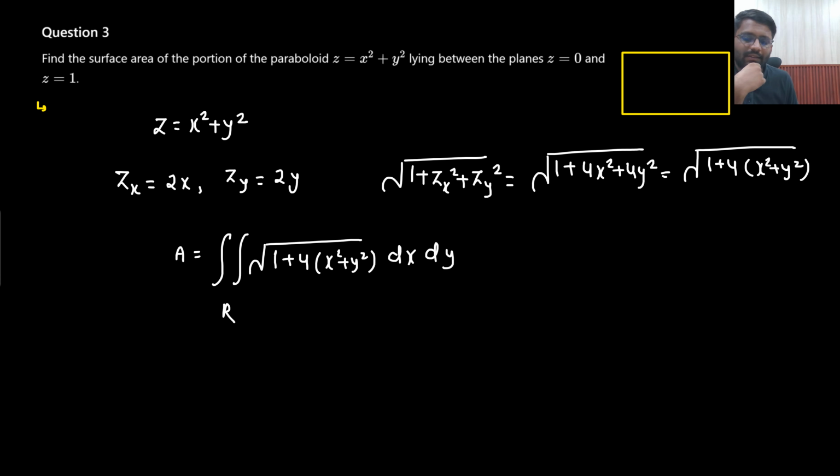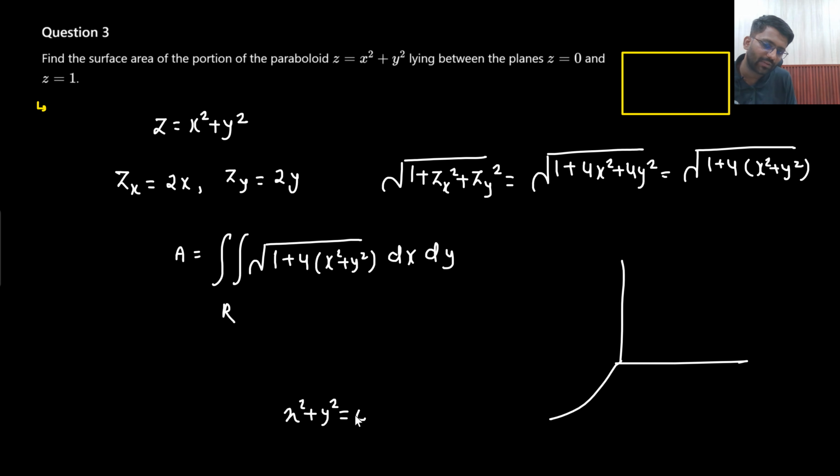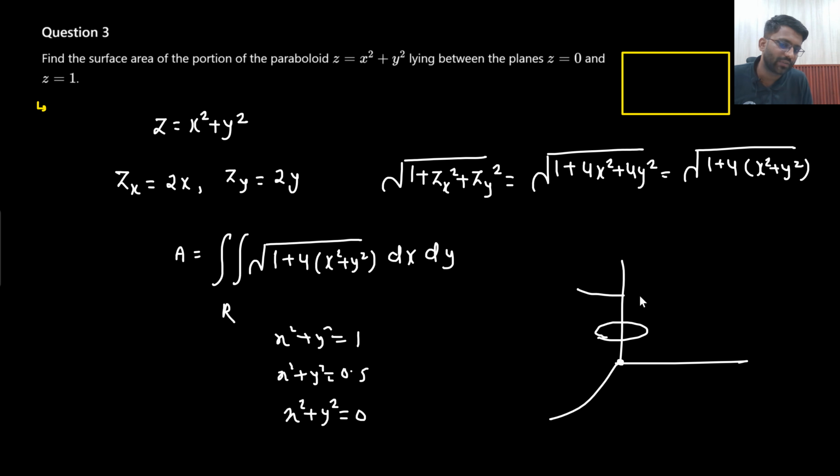Look, z is going from 0 to 1, no? I don't know whatever the structure is there, but z is going from 0 to 1. That means I will get these kind of circles: x square plus y square equals to 0, x square plus y square equals to 0.5, x square plus y square equals to 1. These kind of circles I will be getting. So this is my z, this is my x, this is my y.